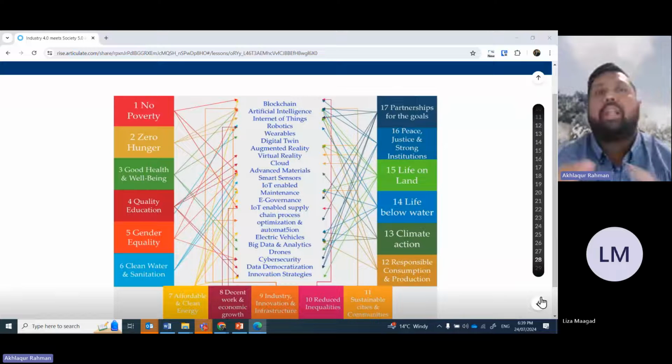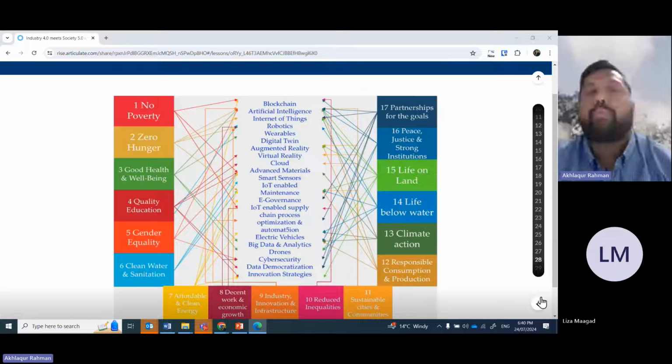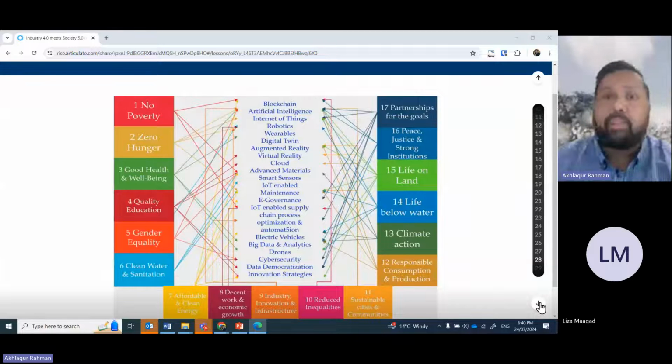Ultimately, where Society 5.0 and Industry 4.0 meet, the societal evolution that you want will be aided by the Industry 4.0 technologies implemented in societal development.